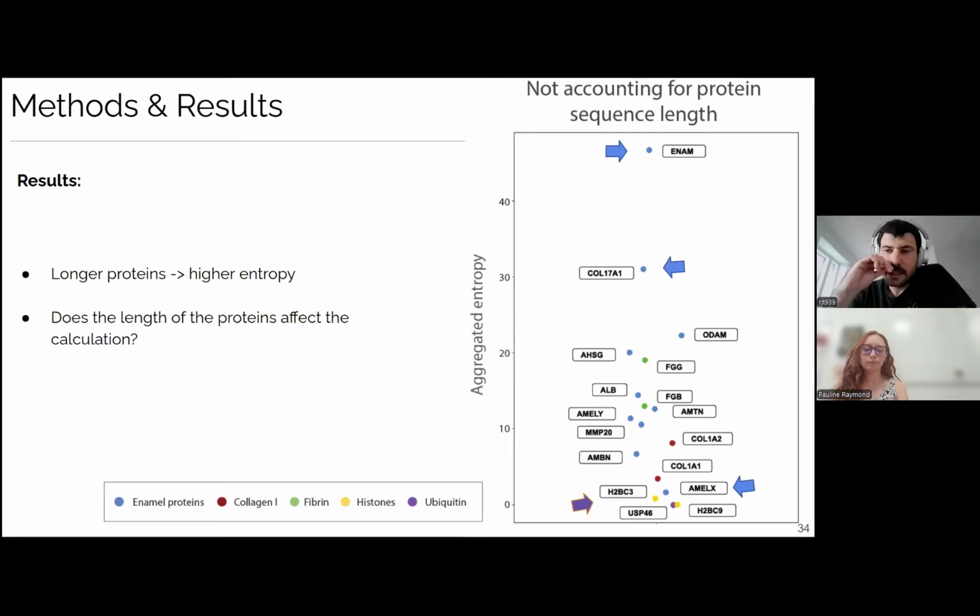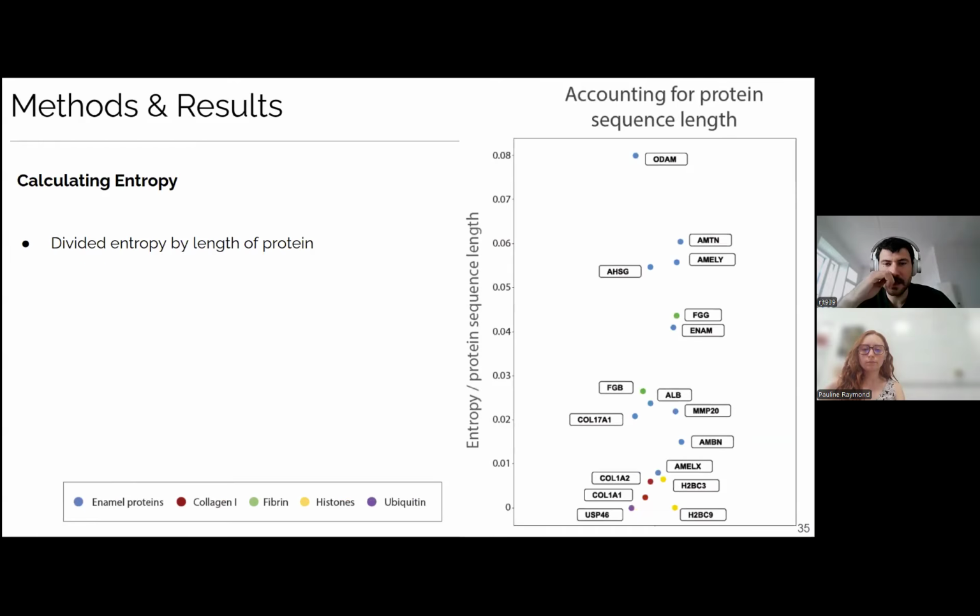However, we noticed that it was the longest proteins that tended to have a higher entropy, like ENAM and collagen 17A1, which in theory are very long and thus have a lot more chances for mutations to occur. So we decided to account for that, and we divided each of these entropies by the length of the protein. And you can see this changes the picture quite a bit.